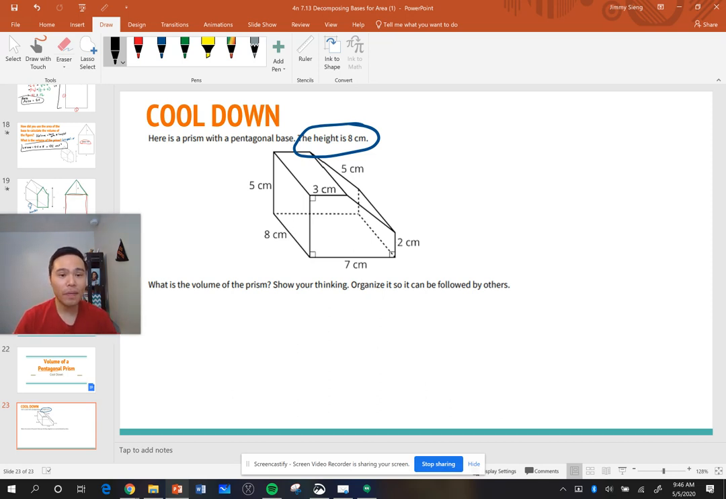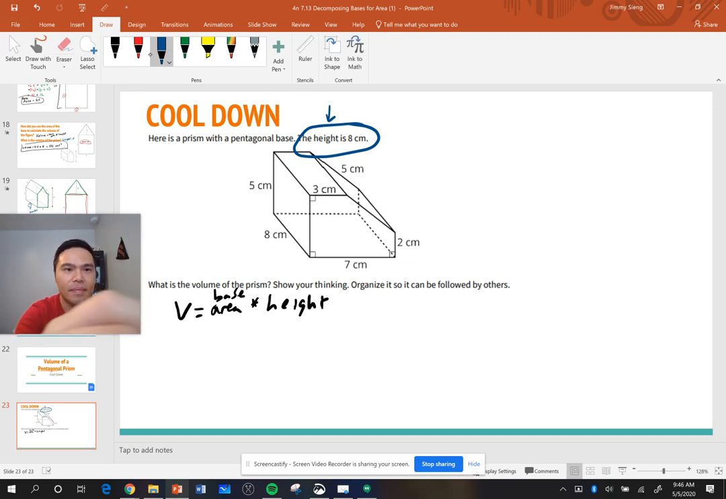So remember, volume of the prism, I'll say V for volume, is going to be the base area times my height. I know my height is 8, right? This is my height right here. I need to find the base area.